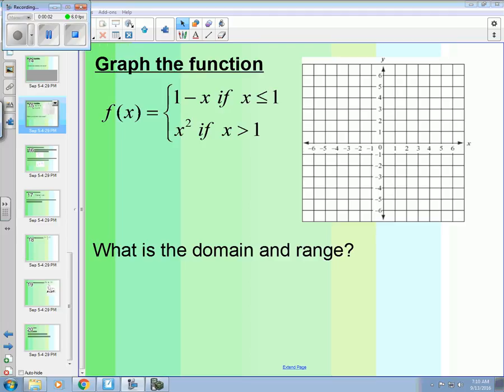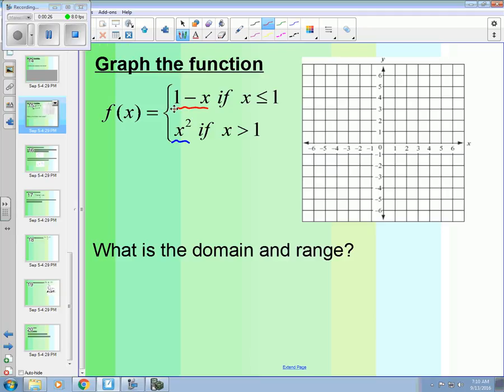Okay, we're going to look at more of these piecewise functions here today. We looked at absolute value yesterday, which is really a piecewise function where it's dependent on some conditions. So for this one, you can see it's a piecewise function. There's two functions here. This one, 1 minus x, and this x squared one.